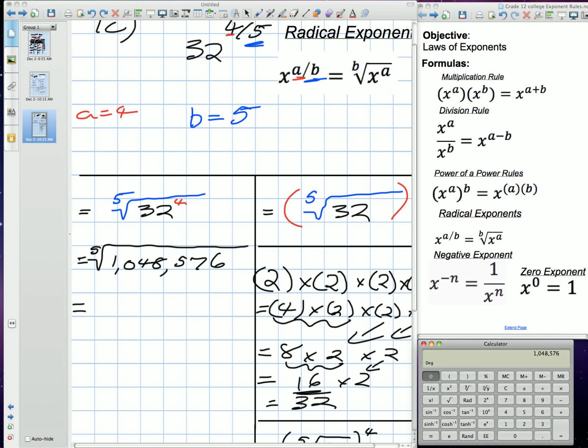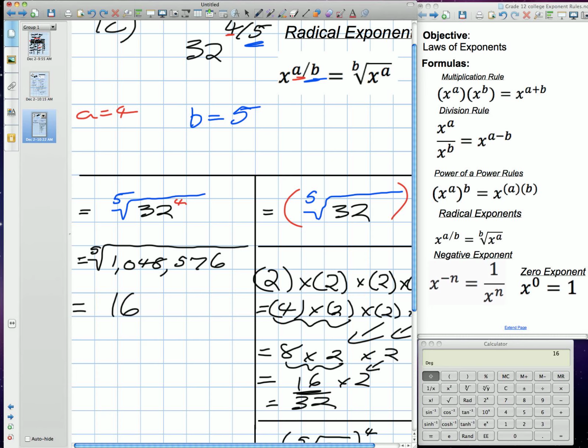So again, we're looking for the x in front of the square root sign. When I hit shift, it comes up here. We have x, the root of x to y. So I'm going to push this button, and I'm looking for the fifth root of that number, which is 1,048,576. The fifth root is 16.